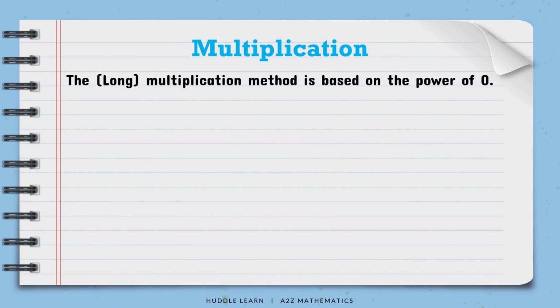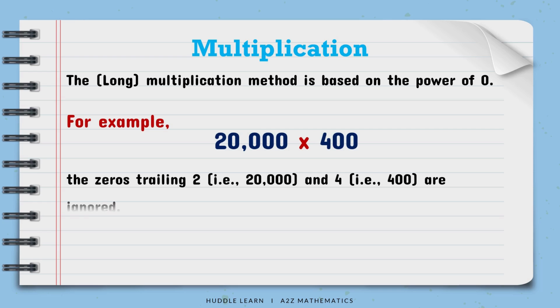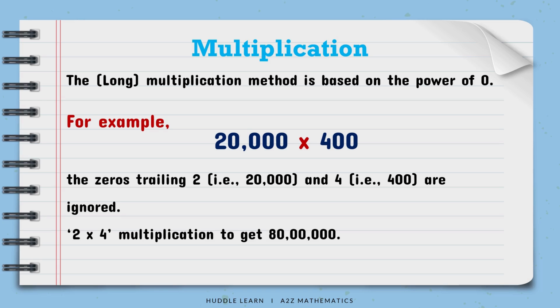The long multiplication method is based on the power of 0. For example, 20,000 multiplied by 400 needs 2 into 4 multiplication to get 80 lakhs. The zeros trailing 2, that is 20,000, and 4, that is 400, can be conveniently ignored. In 234 multiplied by 78, we only multiply 2 and 7 and not 270.